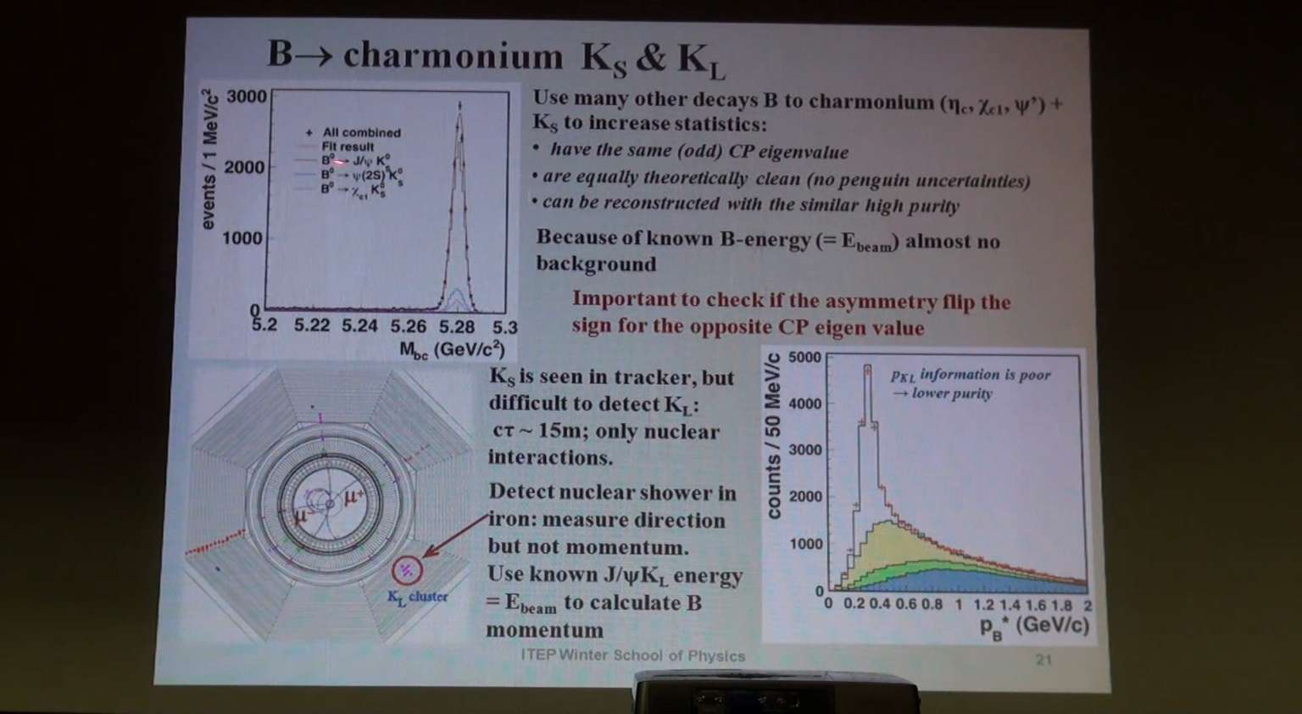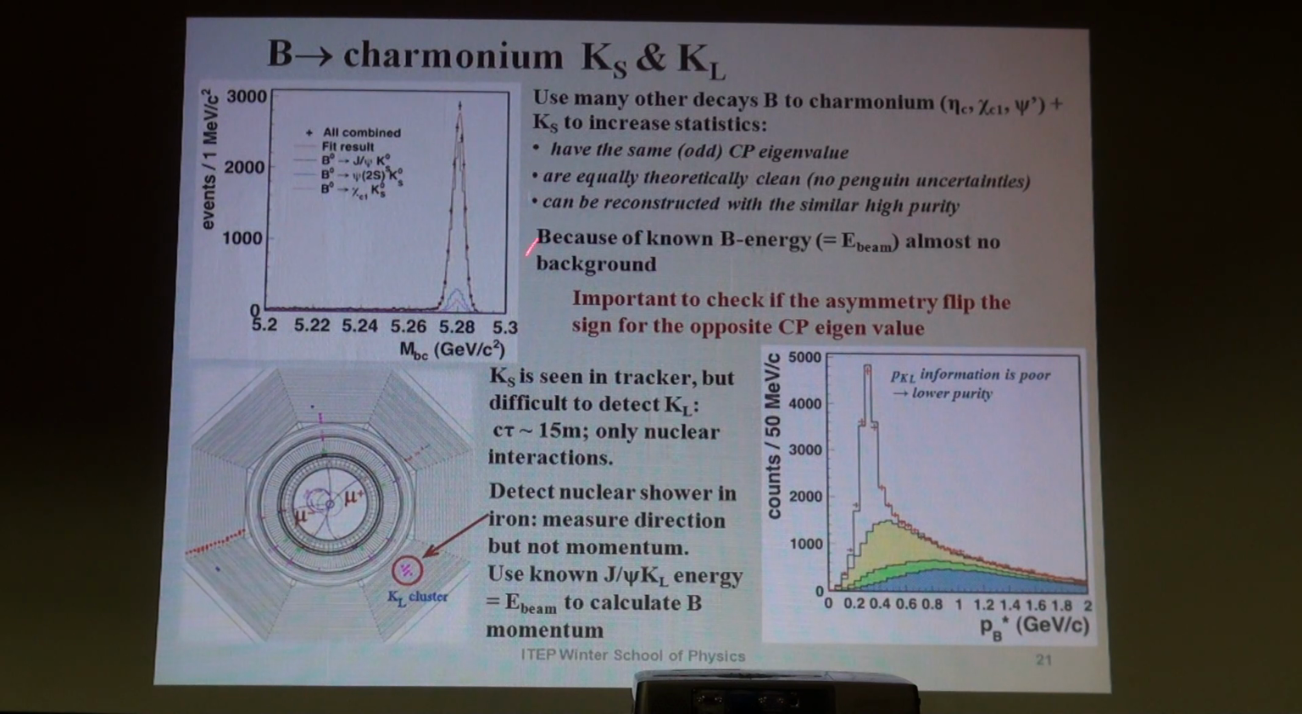And in addition to J/psi K_S, we can also add some other charmonium states, like chi_c1 and psi prime, which fortunately have the same CP eigenstate, so they can just be added here. Probably this is not fortunate, because it's interesting to measure two different CP eigenstates, with positive CP and negative CP. So all this provides negative CP. And we will also be interested to measure whether the sign of the asymmetry is flipped if we use the opposite CP eigenstate.